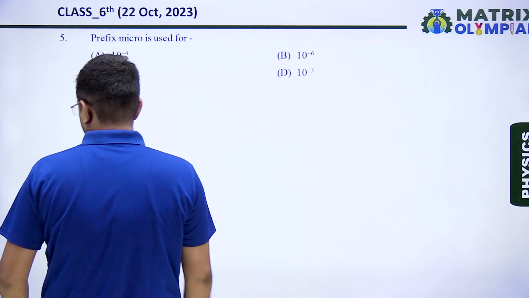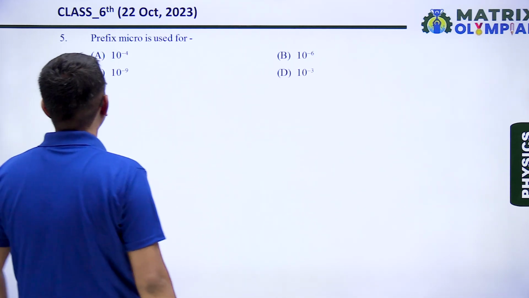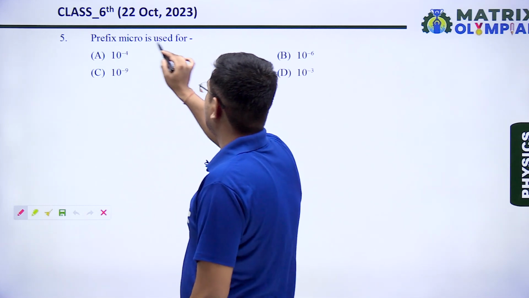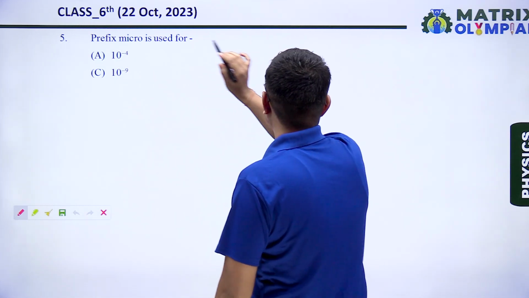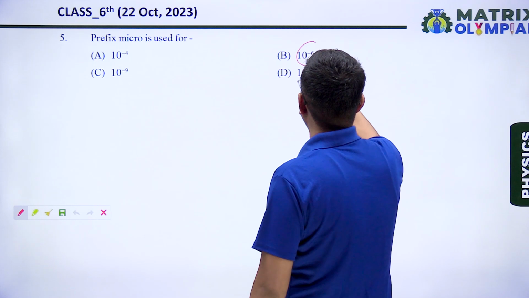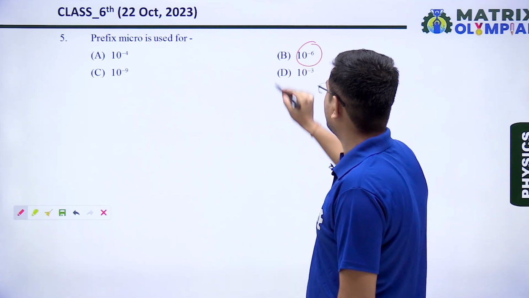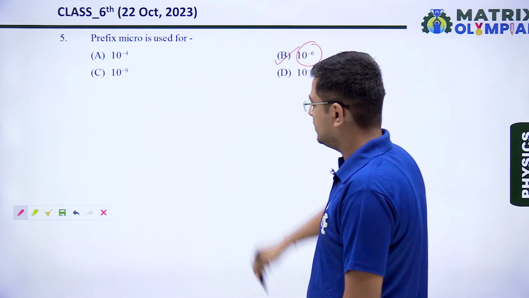Next question number 5. In question number 5, it is said prefix micro is used for. We know that the micro prefix is used for 10 raised to power minus 6. So correct option is B.